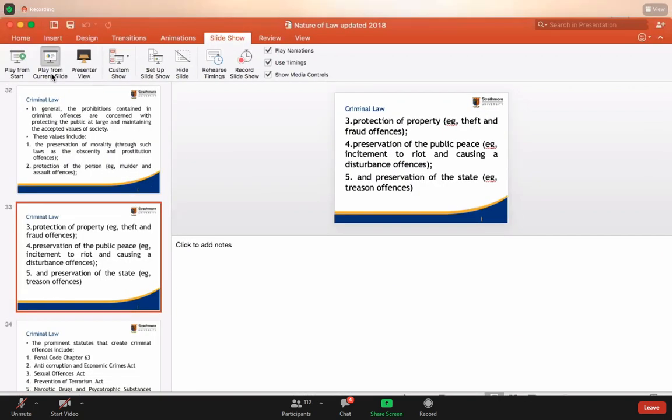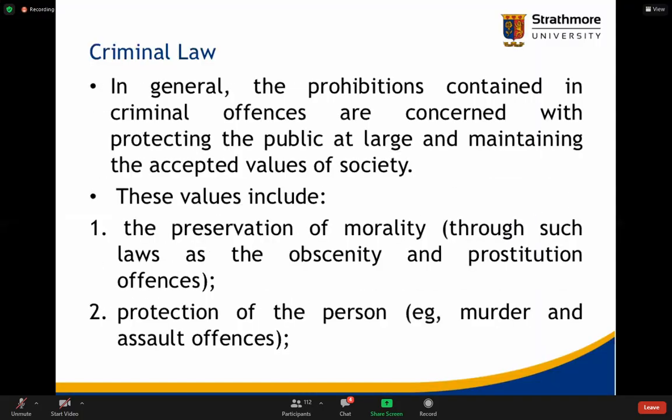Current slide. So, criminal law. In general, the prohibitions contained in criminal offences are concerned with protecting the public at large and maintaining the accepted values of society. These values include the preservation of morality. So some crimes are geared towards preserving the morality of a society. These include crimes against obscenity and prostitution offences.